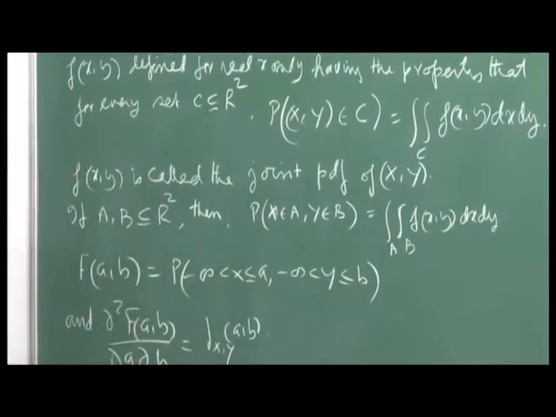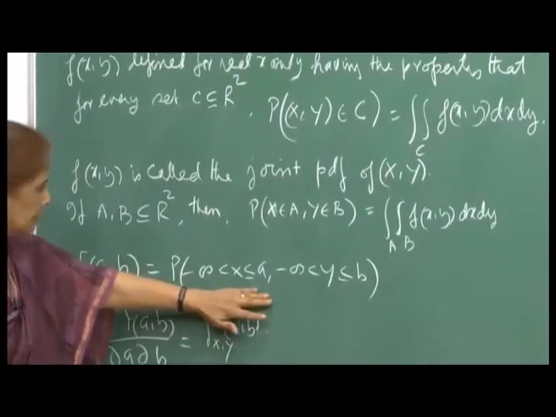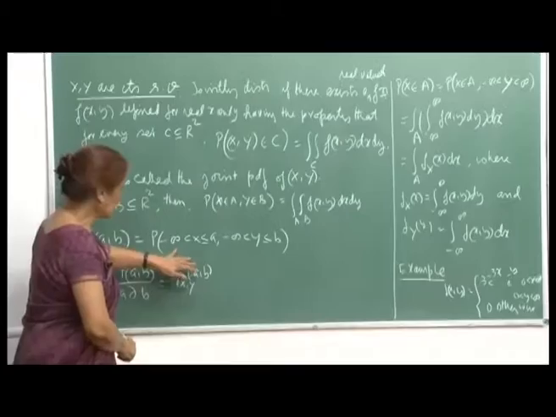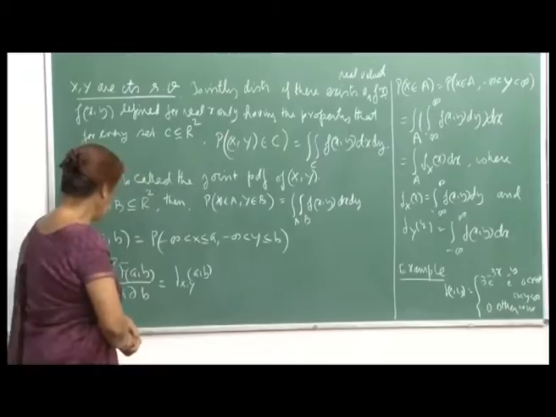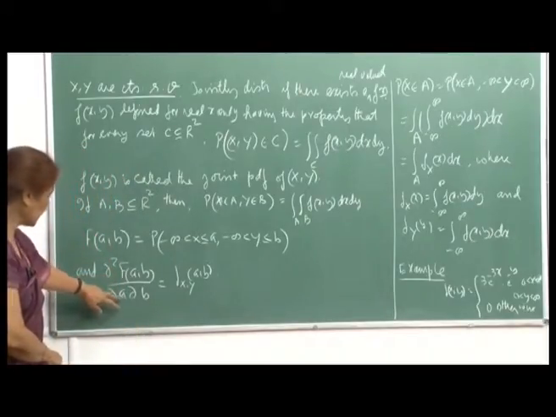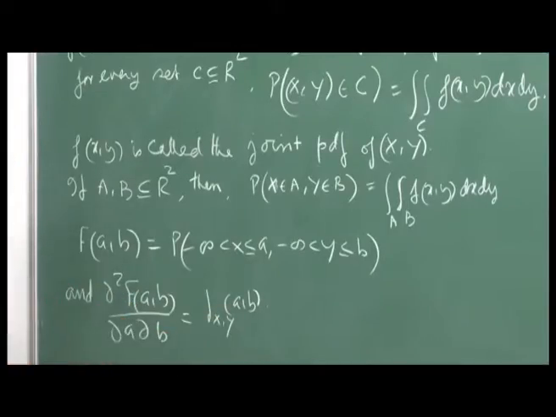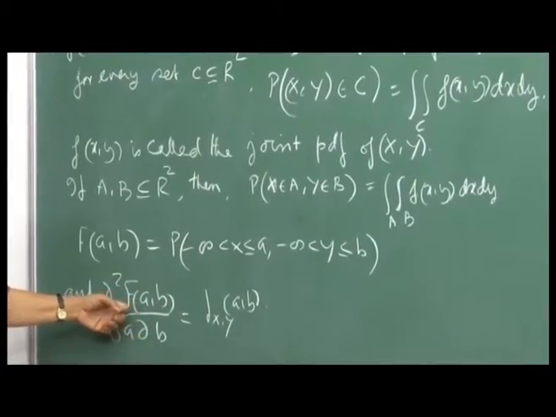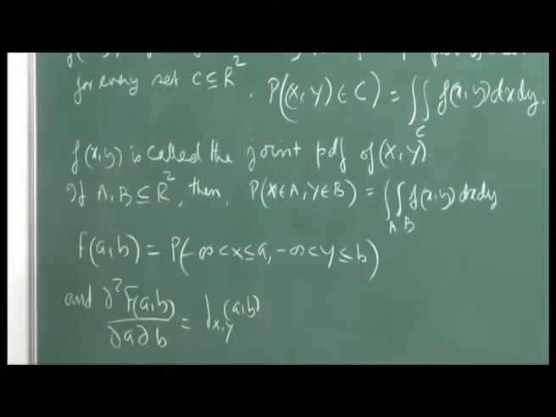The same thing is being repeated. If your F(a, b), as we defined earlier, is now x lying between minus infinity and a, y lying between minus infinity and b, then the partial derivative, delta square by delta a delta b of F(a, b), will be f_XY(a, b). So, this is the relationship between the joint cumulative distribution function and the joint PDF. Okay.